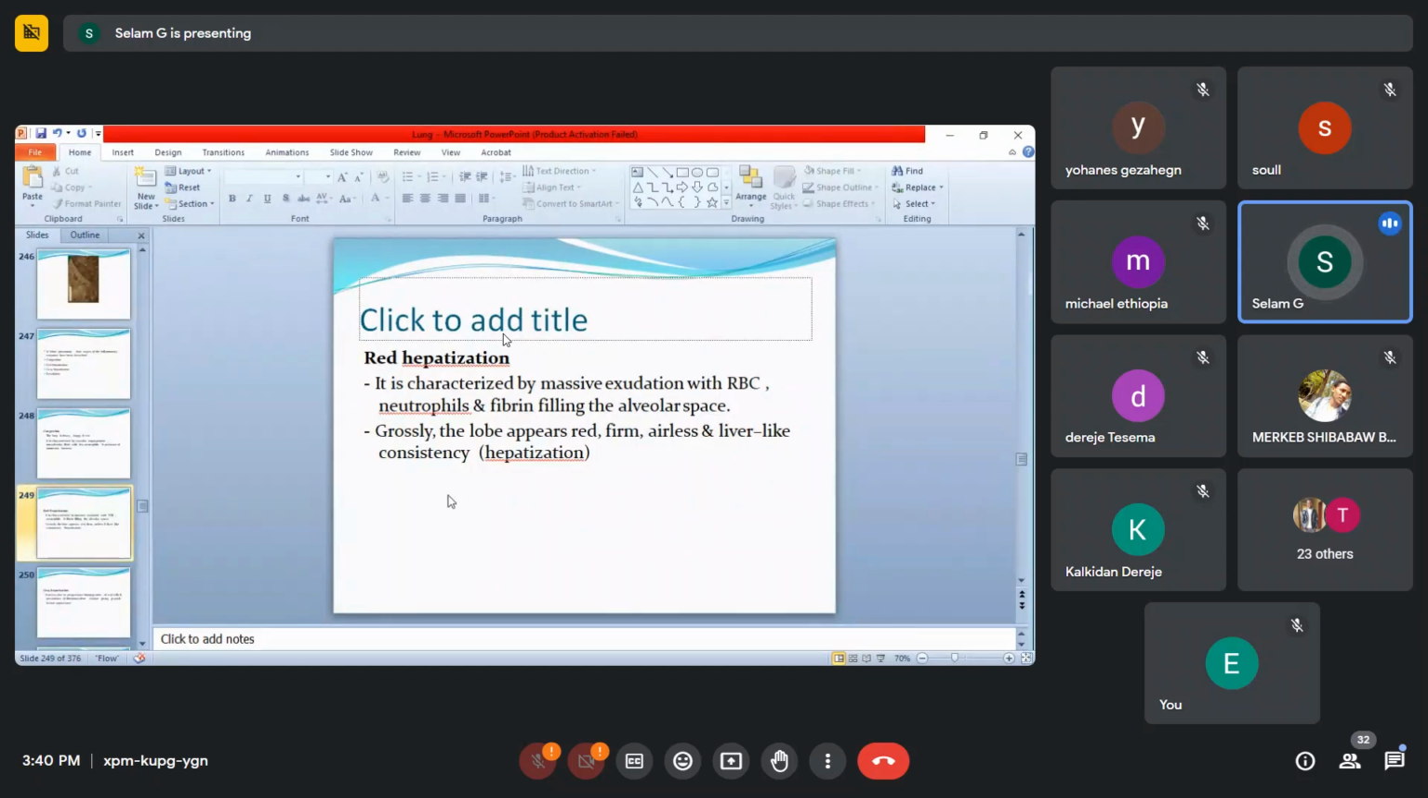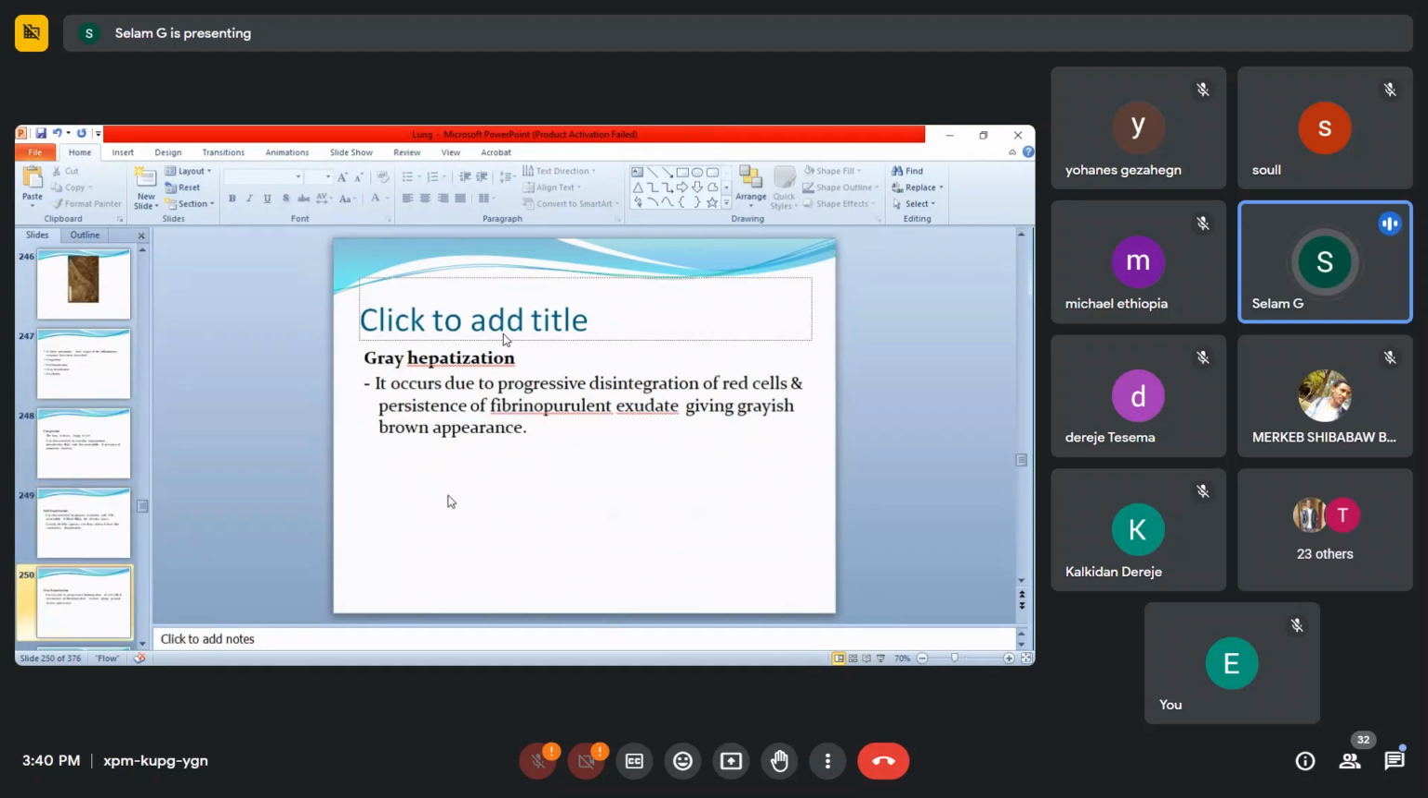So the organ looks like the liver. If a piece of lung at the stage of red hepatization is presented to you, you may even say, oh no, this is the liver, not the lung. Hence the name red hepatization, liver-like consistency. Then in the gray hepatization stage, it occurs due to the progressive disintegration of these red cells and the persistence of fibrinopurulent exudate, giving the grayish-brown appearance.